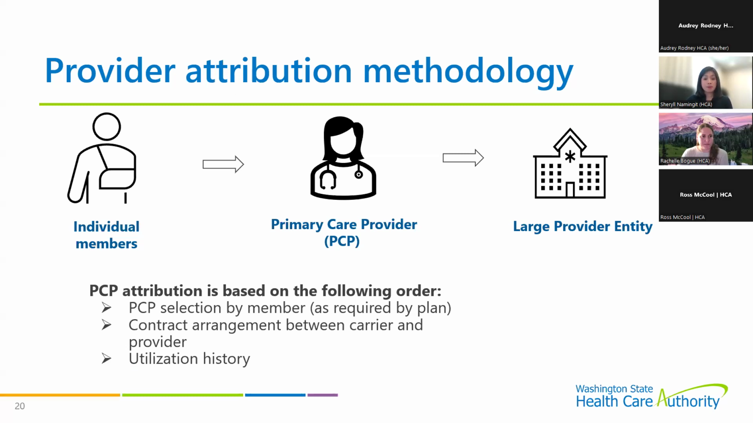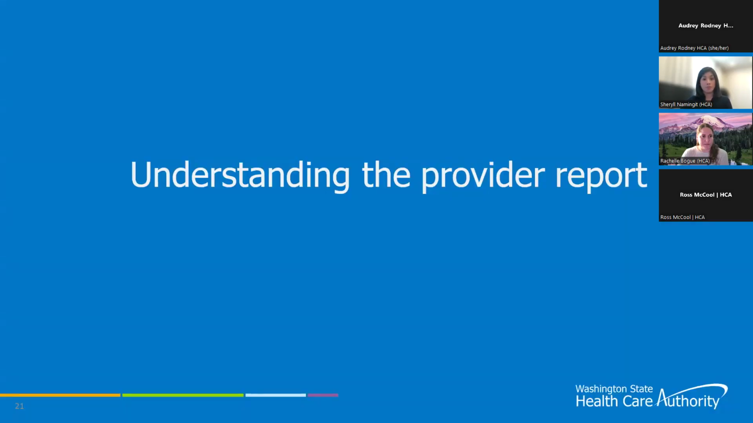Spending on members who cannot be attributed to a PCP, or those whose PCP cannot be attributed to a large provider entity, are reported in a separate bucket or aggregated to the group of members that are called unattributed to a large provider entity. So that's 999 in our large provider code. Now that we understand the provider attribution methodology, we will proceed to understanding the provider report.